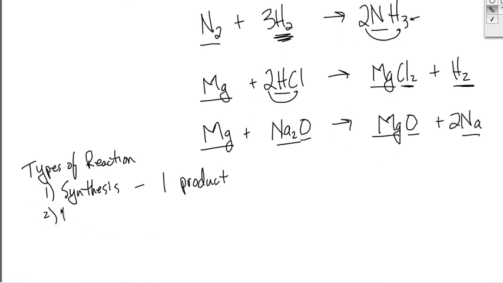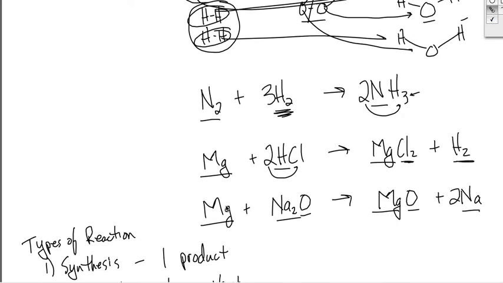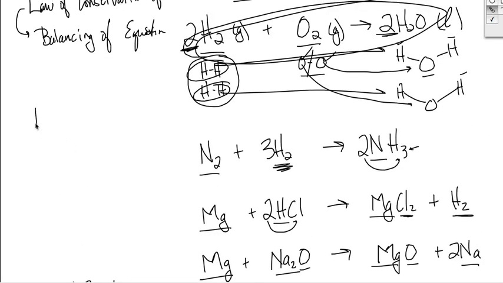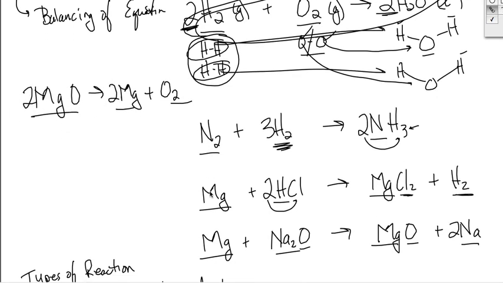We talked about decomposition. Okay, decomposition means you have one reactant, and that one reactant is going to break apart into 2 or more products. All right, so that would be something like if you had magnesium oxide and that broke apart into magnesium and oxygen. We'd have to balance that like that. So you have one reactant breaking apart into 2 things, or 2 or more.